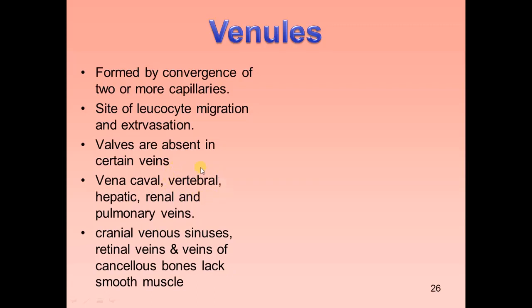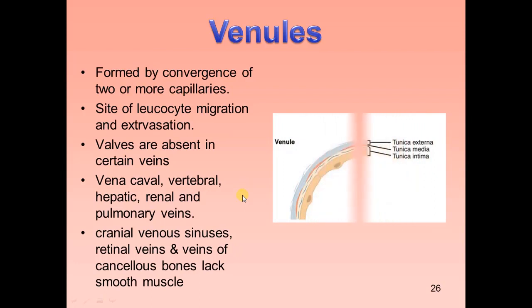Vertebral veins, the valves are absent in the vertebral veins. In the hepatic, renal, and pulmonary veins, what happens? The valves are absent. So basically we have seen about a large vein. Venules are mainly formed by the convergence of capillaries.